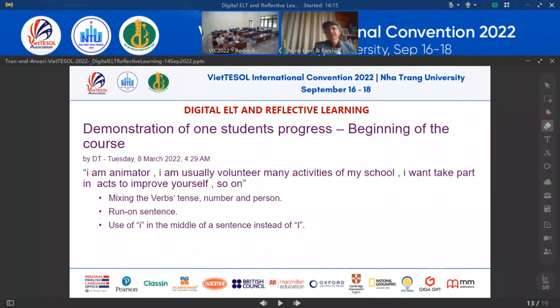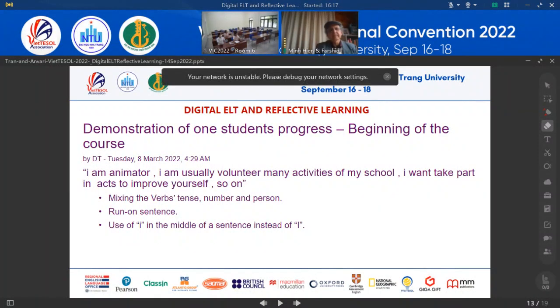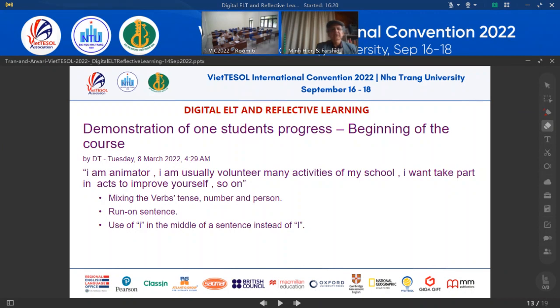This is what we show: one student at the beginning of the course, this is what she had actually prepared for one of the assignments. As you can see, there are mixed verb tenses, number and person, where it says I and it says yourself. And it has run-on sentences and the same common mistake of putting I in lowercase.